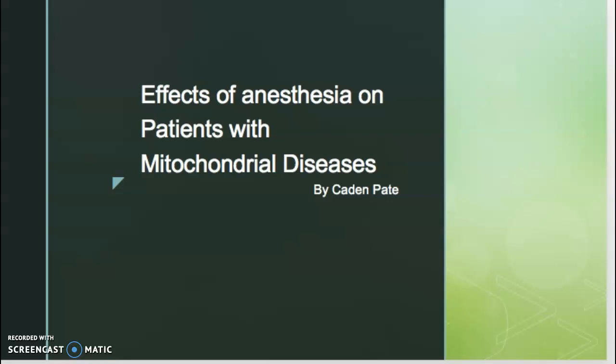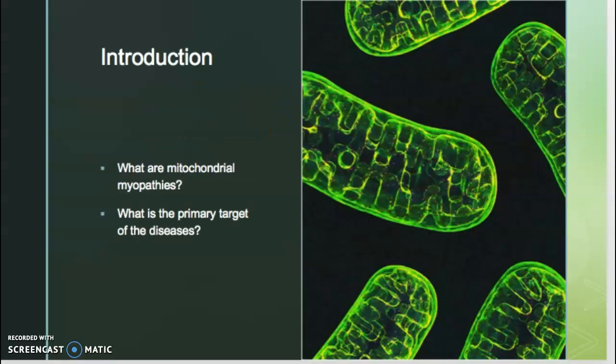Hello, today we're going to talk about the effects of anesthesia on patients with mitochondrial disease. So starting off, what are mitochondrial myopathies? These are structural and functional mutations in the mitochondria. The primary target is the central nervous system and the liver, but it can be a range of different organs. It's mainly organs that require a lot of energy where you would see these mutations.